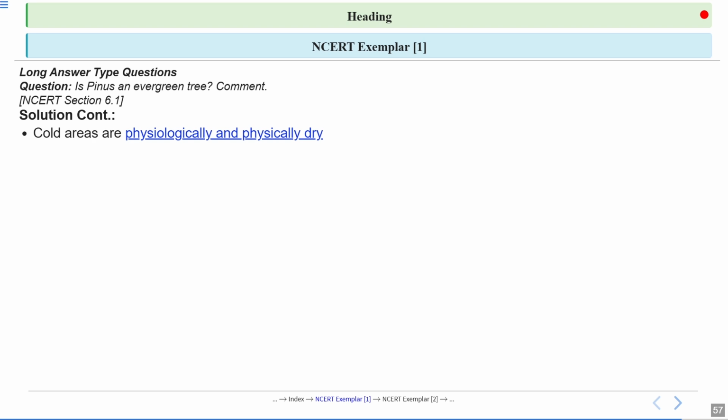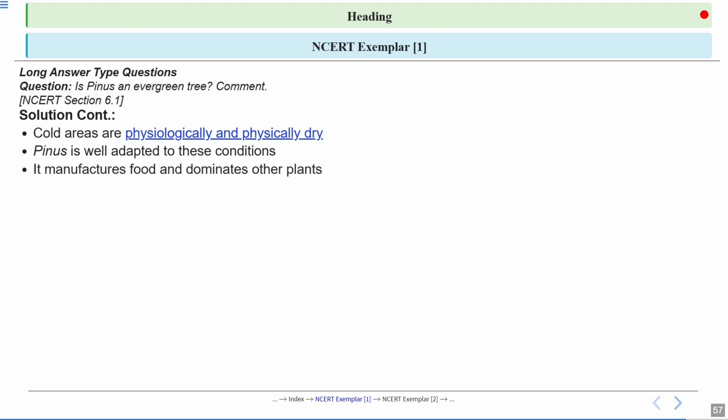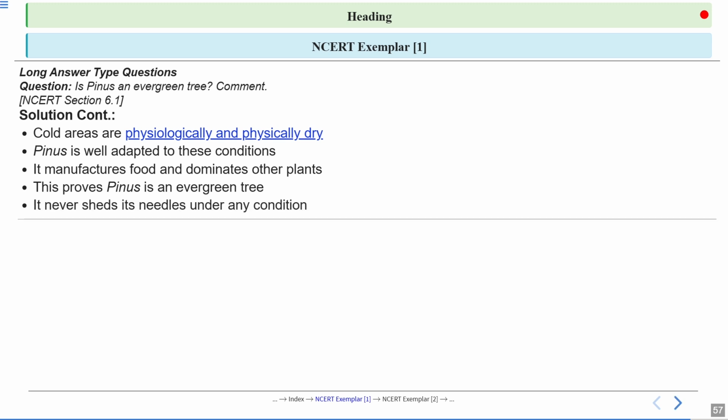Cold areas are physiologically and physically dry. So Pinus is well adapted to these conditions. And it manufactures food and dominates the other plants also. So this proves Pinus is an evergreen tree, right? It never sheds all its leaves under any condition.